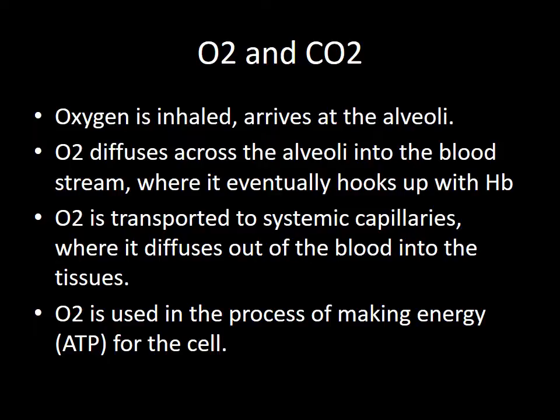Oxygen is inhaled, arrives at the alveoli. Oxygen diffuses across the alveoli into the bloodstream, where it eventually binds to hemoglobin. Oxygen is transported to the systemic capillaries, where it diffuses out of the blood into the tissues. So oxygen is then used in the process of making energy, which we refer to as ATP. We just think of that as energy.